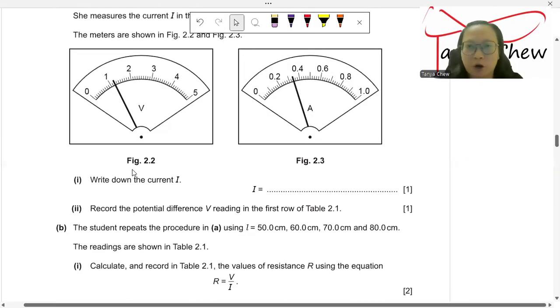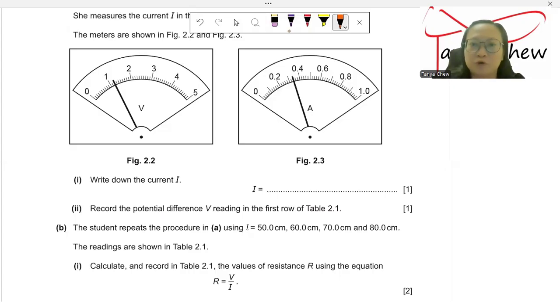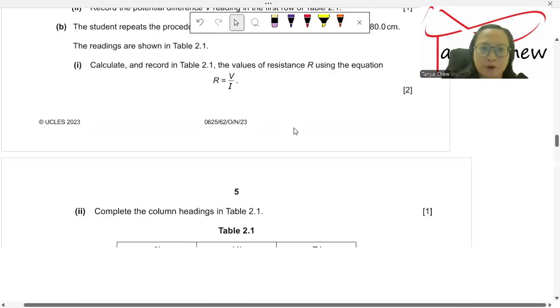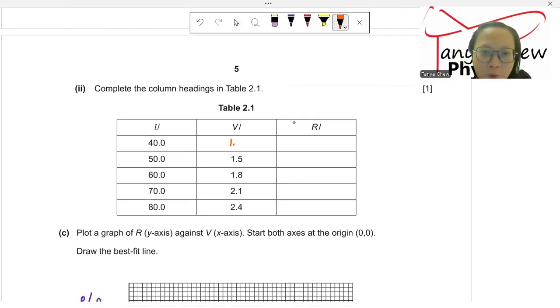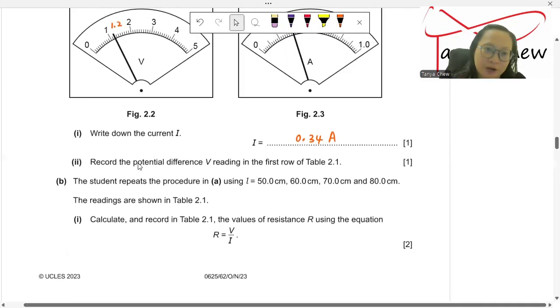If you want the current I, you have to refer to Fig 2.3, because capital A is the symbol of the unit of the current, which is called ampere. So this is 0.2, this is 0.3, 0.32, 0.34 is the value of my current. Ampere is the unit. And the second part, record the potential difference V reading in the first row of table 2.1. I will take my V reading first. This is 1.1, this is 1.2. It is 1.2 volt. So I just put it here. I'm done with that.